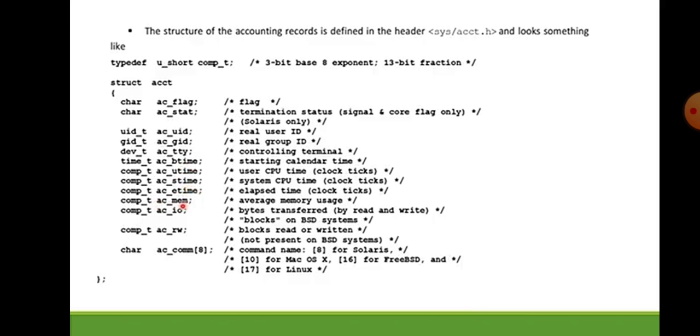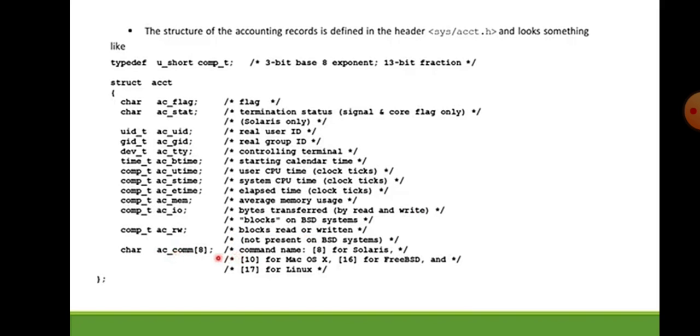The average memory usage by the process, this contains the amount of bytes that has been transferred by the read and write system calls used by the process, then the blocks read or written by the process, and this contains the name of the command that got executed.